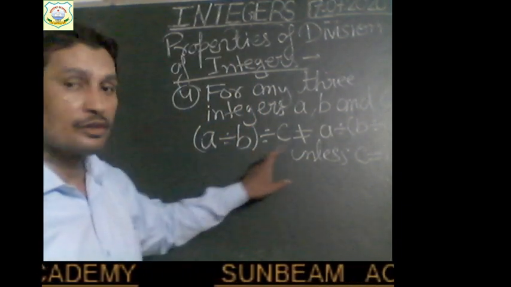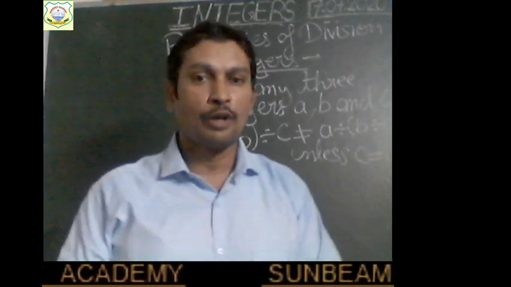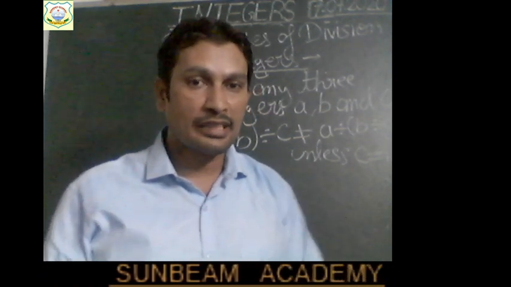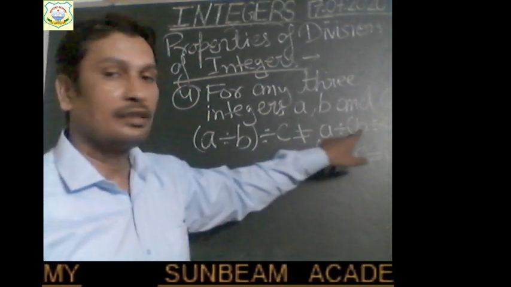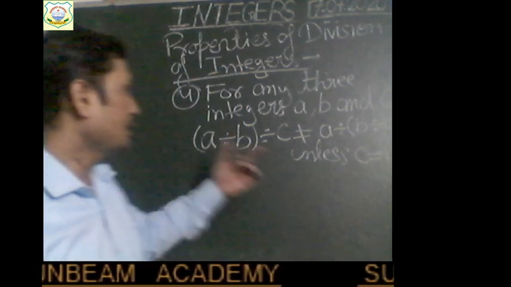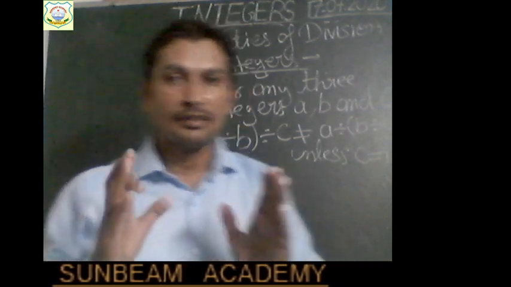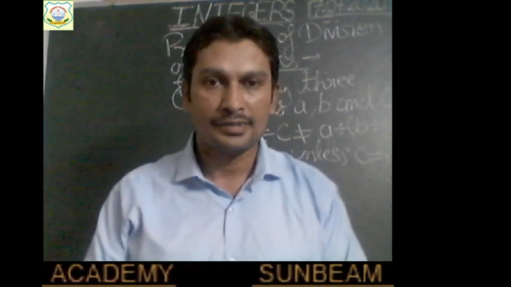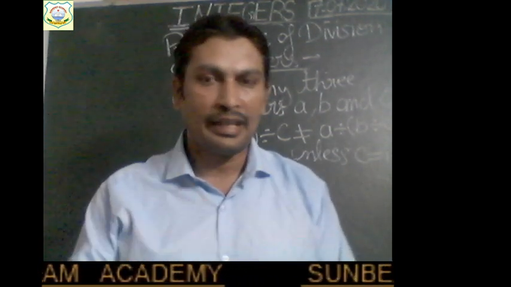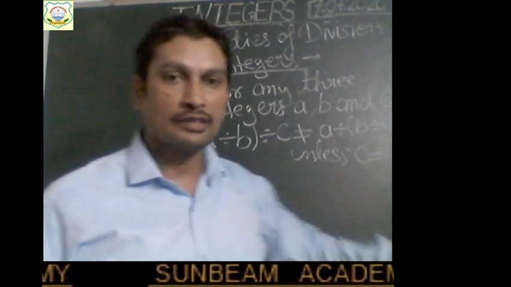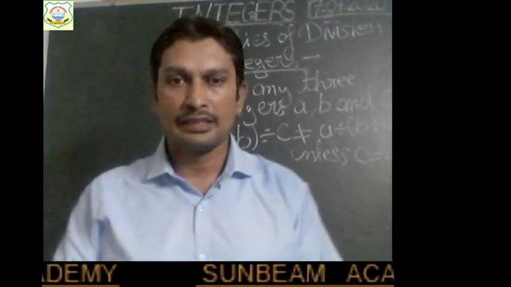A into b into c equal to a into b into c. This was associative law for multiplication. For addition, we say that a plus b plus c equal to a plus b plus c. So here a and b were added first and there b and c were added first. This was which law, children? Associative law. But in case of division, associative law is true only when the third integer is 1. Otherwise, this law is not true in case of division.